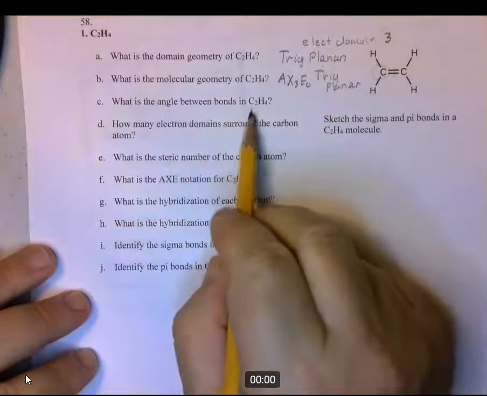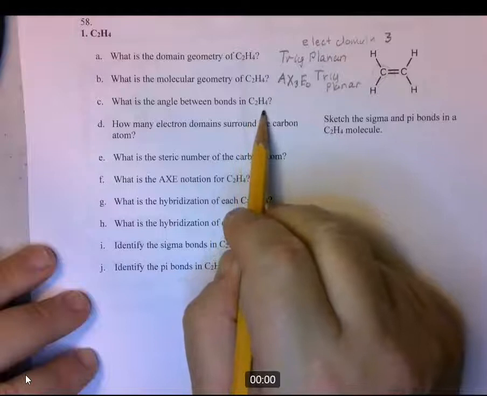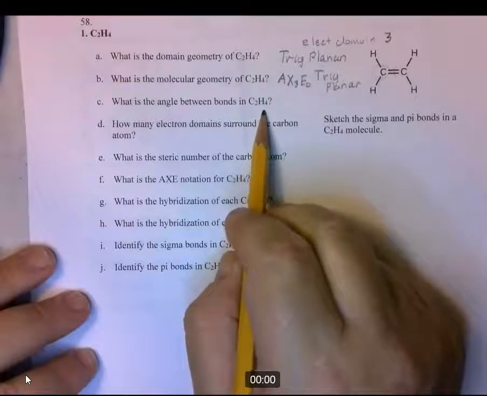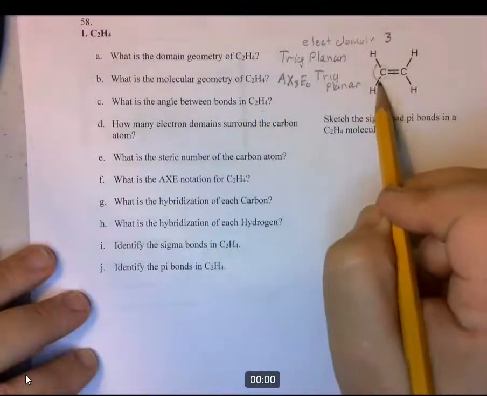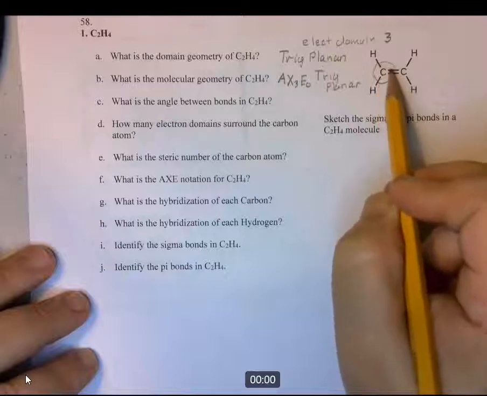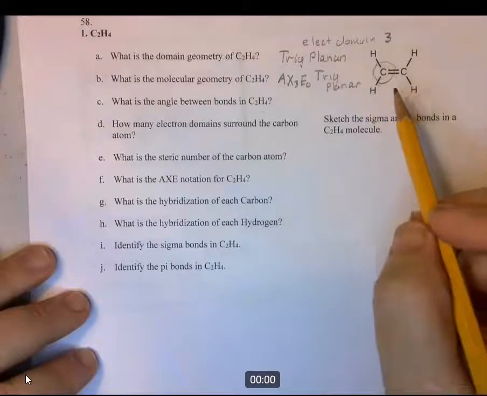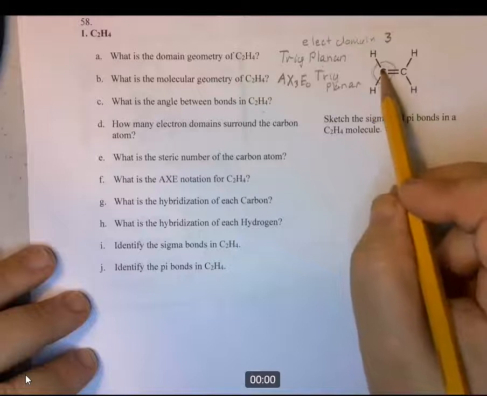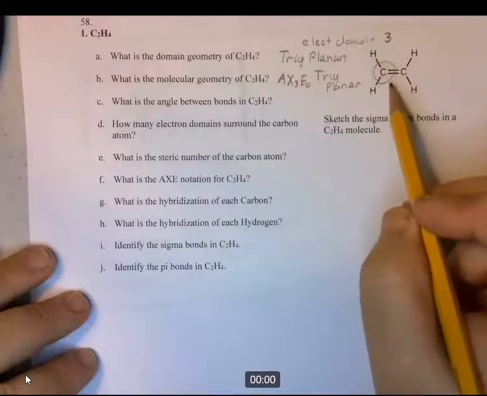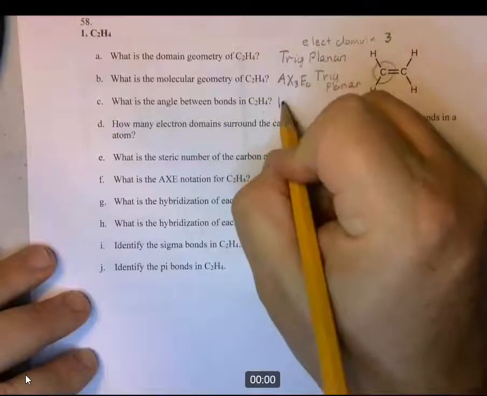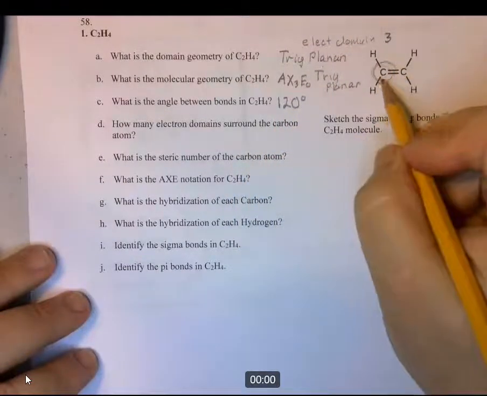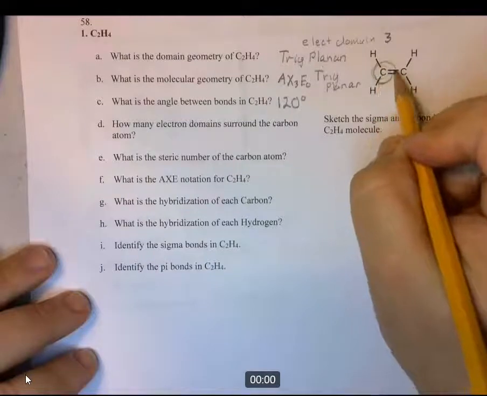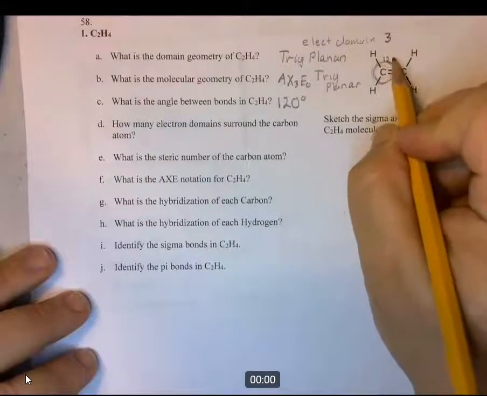What is the angle between bonds of C2H4? All right, so if it's trigonal planar, then they're going to be 120 degrees. And they're all bonded. There's no lone pairs to push the angle together. So you basically have a circle divided by 3, 360 degrees divided by 3. So that's going to be 120 degrees. Okay? So you know that a circle has 360, and if you divide that by 3, 1, 2, 3, each one of these is 120.